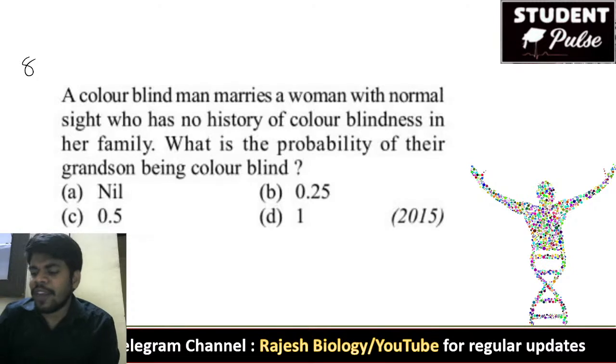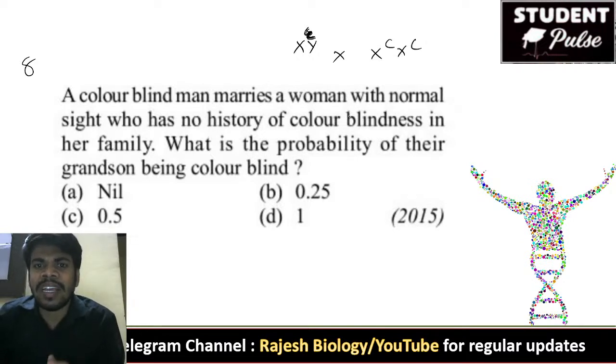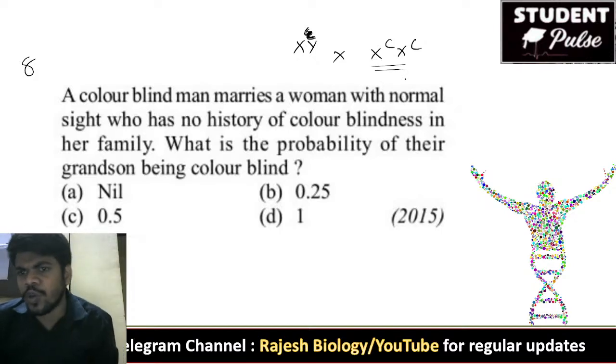A colorblind man, very interesting question. Colorblindness is which type of disorder? X-linked recessive disorder. A colorblind man marries a woman with normal sight. This is normal sight and small c is colorblind. She has no history of color blindness in her family, that means she is not a carrier, because her father also has normal eyes. What is the probability of their grandson being color blind?